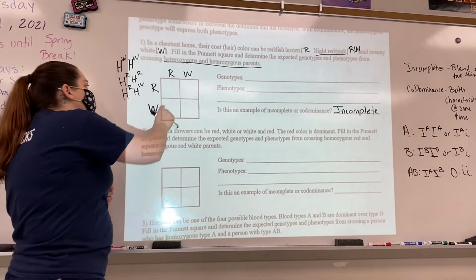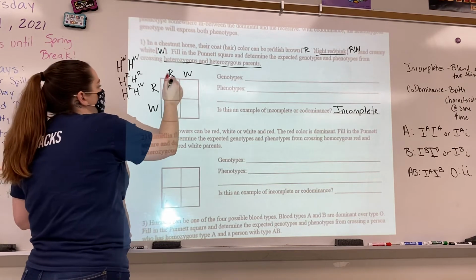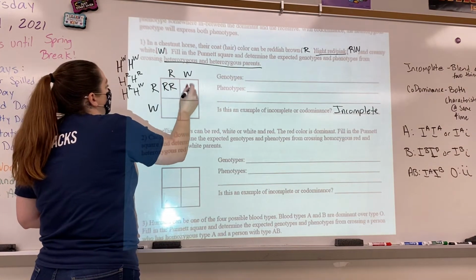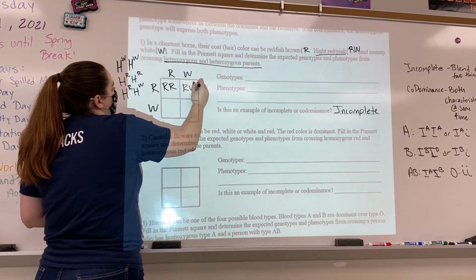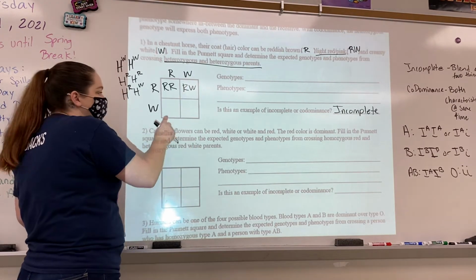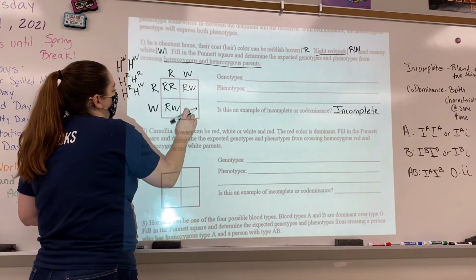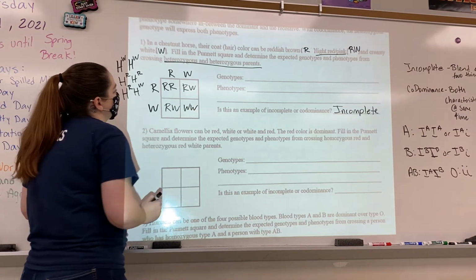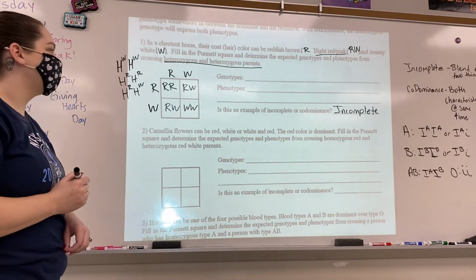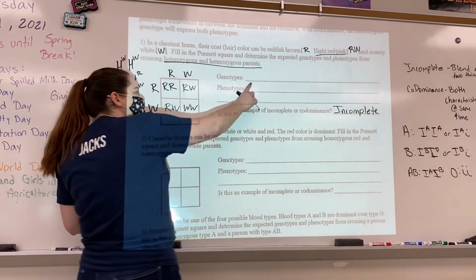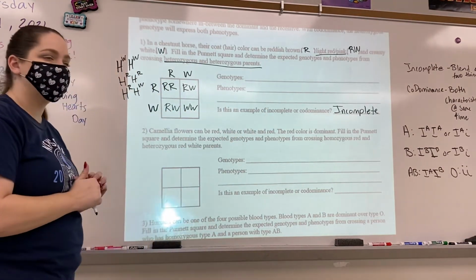So then what would this possible genotype be? Capital R. What would this one be? RW. What about someone other than John Aldi? What is this one? RW. Thank you. And WW. Thank you, buddy. Anytime. This one, lock in. All right. So then what are my possible genotypes for my offspring?